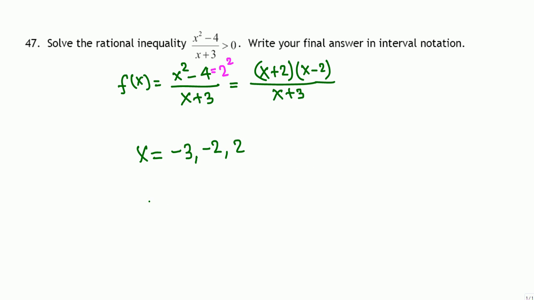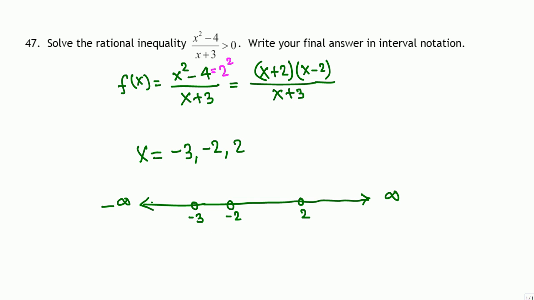Now we locate these numbers on this number line, negative infinity through positive infinity: -3, -2, and 2. Put those in the correct order: -3, -2 somewhere here, and 2. And this is strictly bigger than 0, so all circles. That means when we write our final answer, we use parentheses, not brackets, because it's strictly bigger than 0.